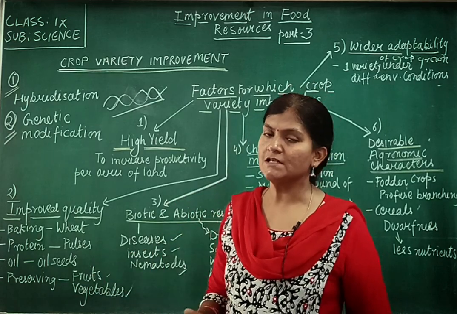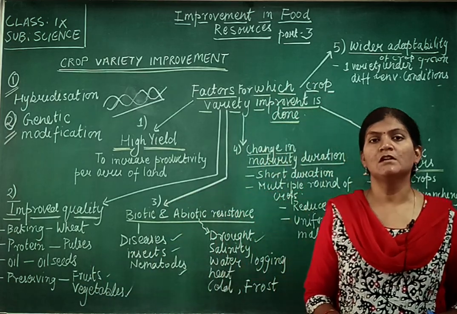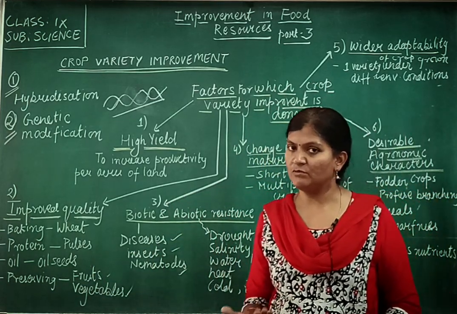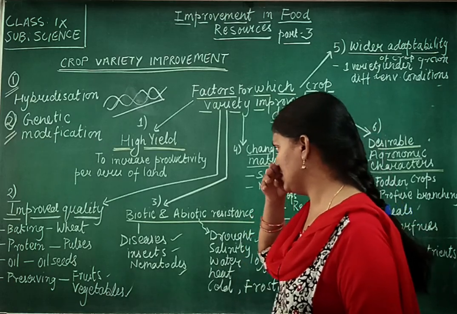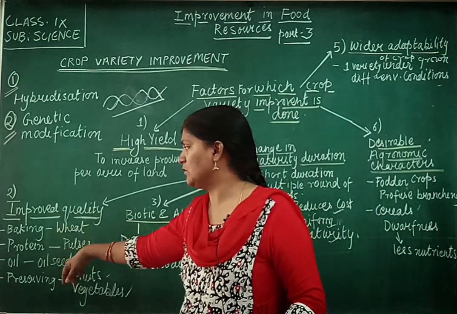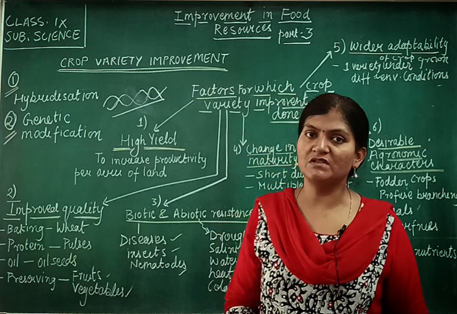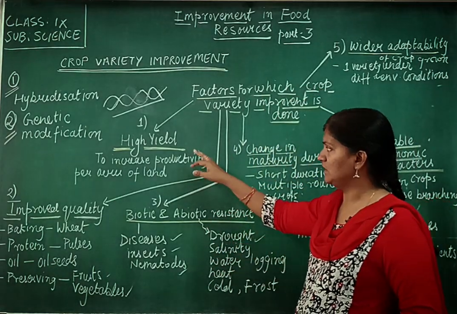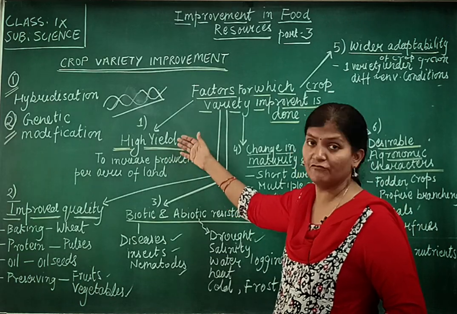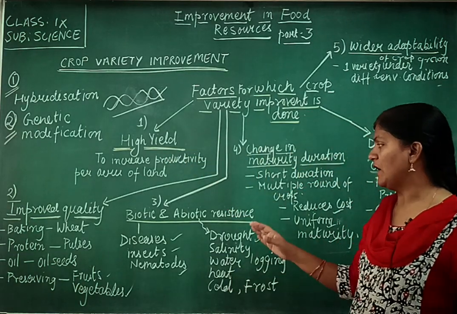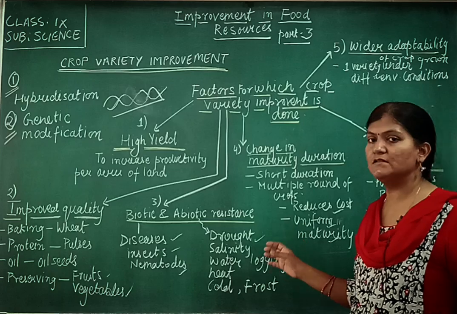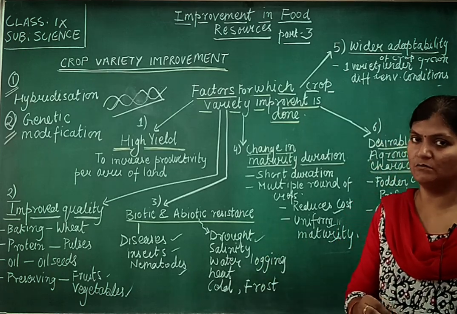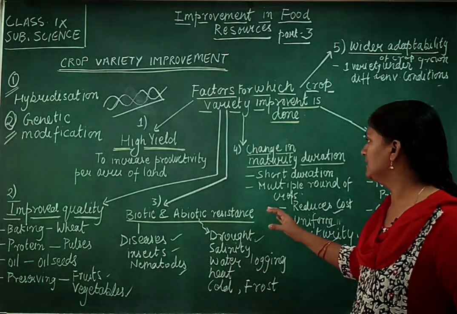Then we have learned the 6 factors for which crop variety improvement is done. One is improved quality, like baking quality, protein quality, oil and preserving quality in fruits and vegetables. Then we have read that our crop should give a high yield. Then biotic and abiotic resistance. Our crop should have biotic and abiotic resistance.